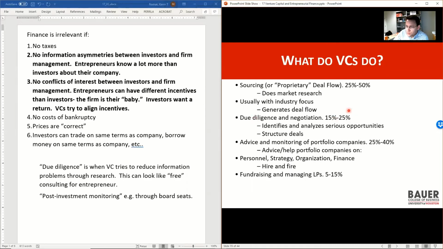Then they're going to spend 15-25% of the time on due diligence and negotiation. So we talked about this a little bit before.